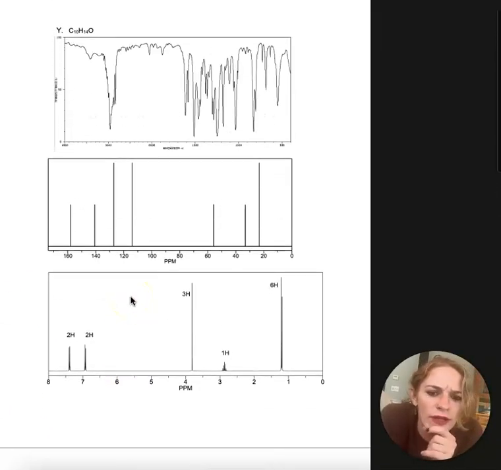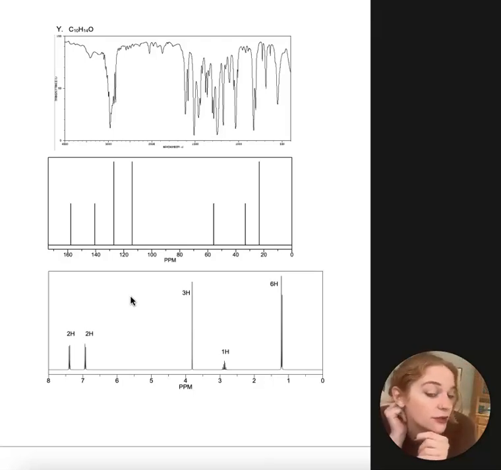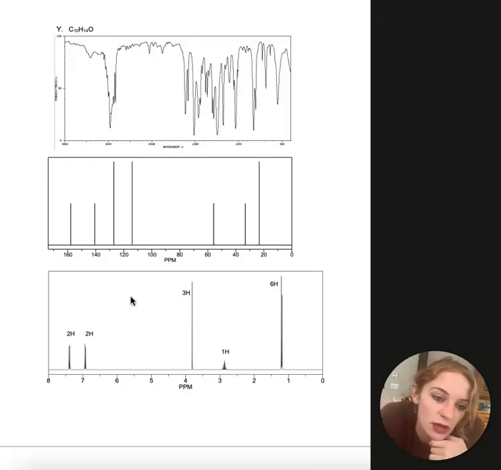And then just to go over the spectra real quickly, IR is used for finding your functional groups. CNMR is used to find your distinct carbon environments, and HNMR is used to find your distinct hydrogen environments. And CNMR can also help you with your bonding as well.